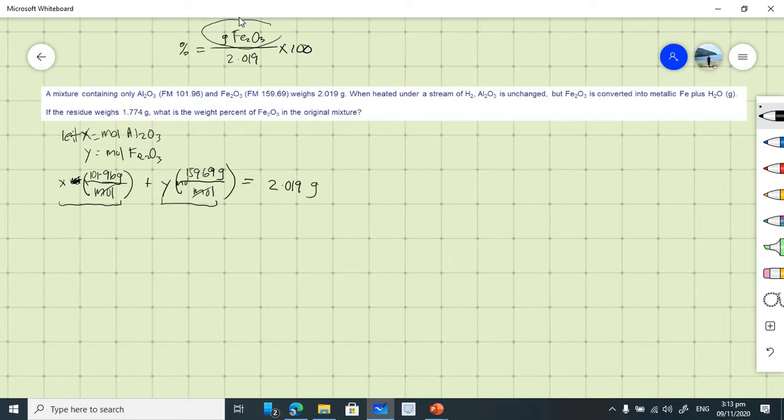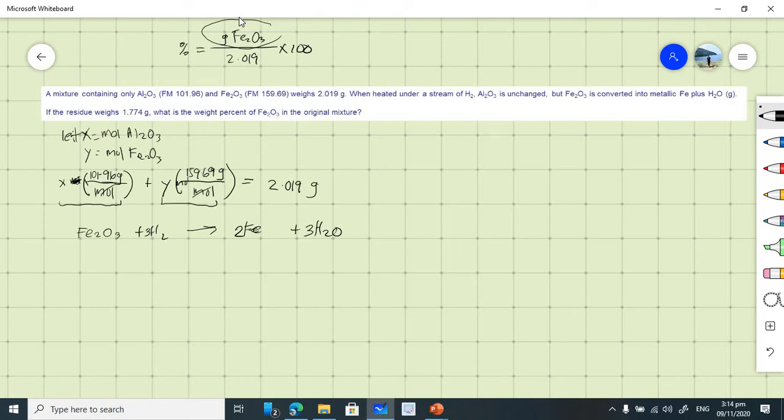Right? Now, when heated under a stream of H2, it says Al2O3 is unchanged but Fe2O3 is converted to metallic iron. So, meaning, the Fe2O3 reacts with hydrogen gas and is reduced to iron and water. So, we have to balance this equation. So, that's 2Fe and then 3 oxygen and then 6 hydrogen. So, that's 3 hydrogen here. Okay, so the equation is already balanced.